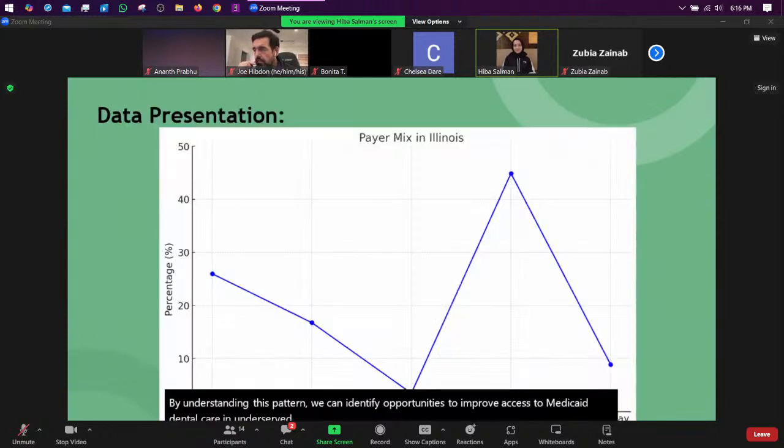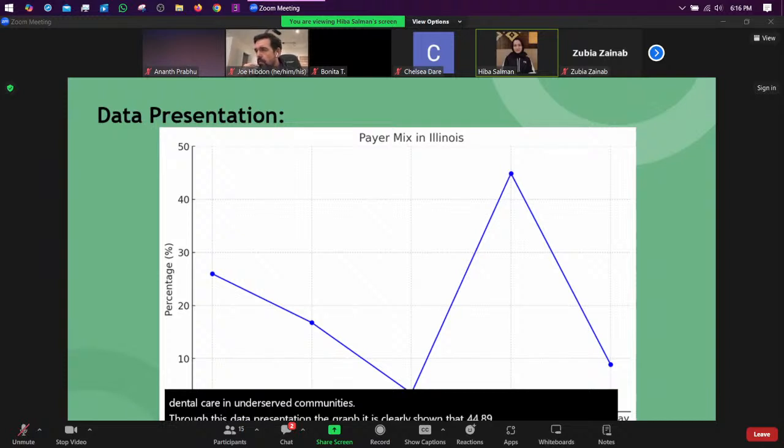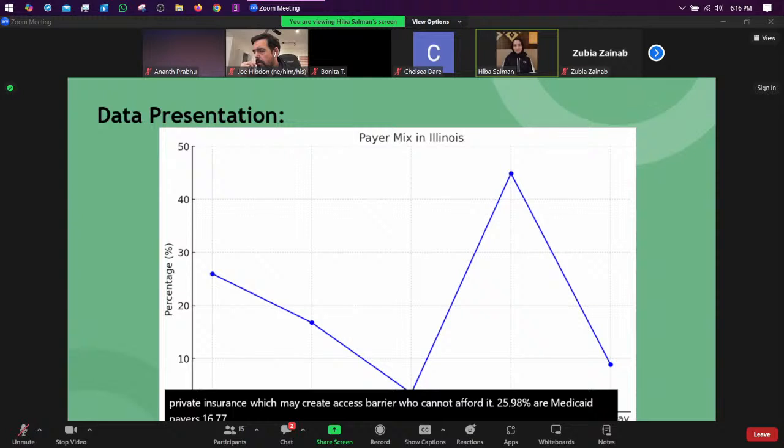For this data presentation, the graph clearly shows that 44.89% of payers in Illinois are from private insurance, which may create an access barrier for those who cannot afford it. 25.98% are Medicaid payers, 16.77% Medicare, while 3.46% is from other public financing, and 8.9% are self-payers.